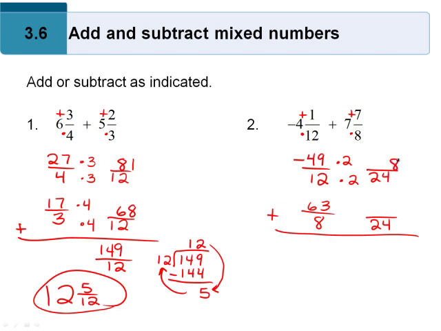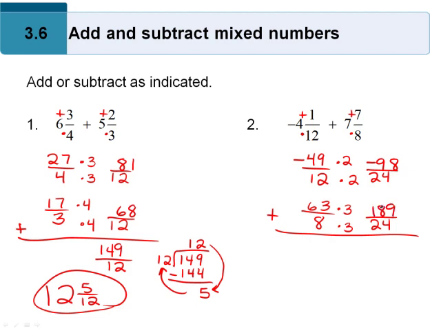So that's going to be negative 98. Okay? Don't forget your negative sign there. It's on the top. And then in the bottom, 24 divided by 8 would be 3. So I multiply 63 times 3, which gives me 189.